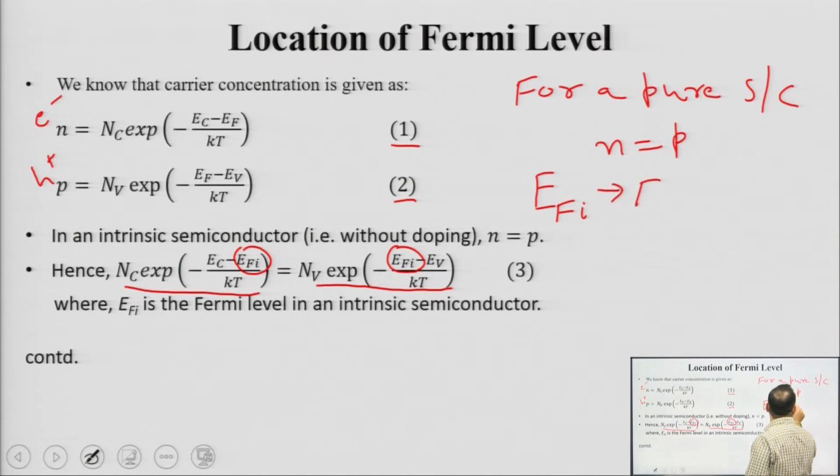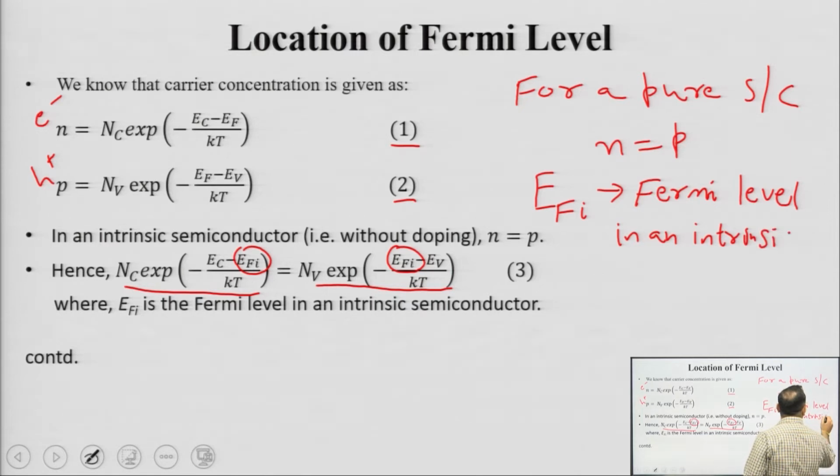It is the Fermi energy level, or the Fermi level, in an intrinsic semiconductor, that semiconductor which has not been doped as yet. Where is the Fermi level located? Okay. So, E f I tells me the Fermi level in an intrinsic semiconductor, right.